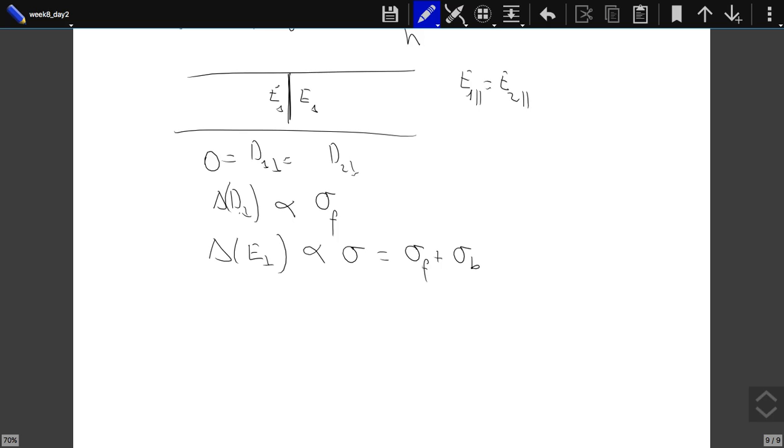But in this problem, we found out that there is no discontinuity in the perpendicular component of the electric field. It is 0. That's what we found, on both sides of the surface, so there's no charge density on the surface.